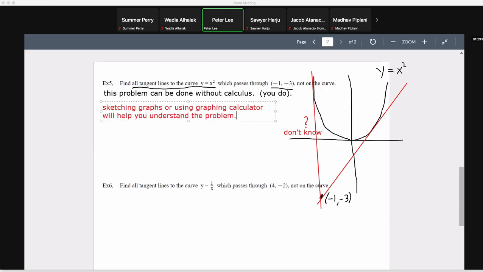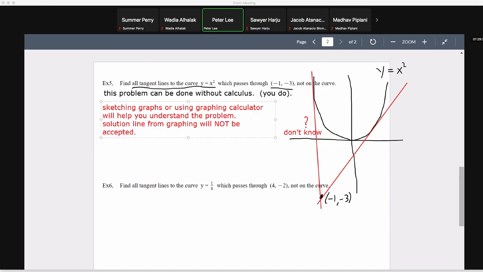By the way, even if your graphing calculator is super accurate and you get the equation exactly, I will not accept that as an answer. That's it. A solution line from graphing will not be accepted.